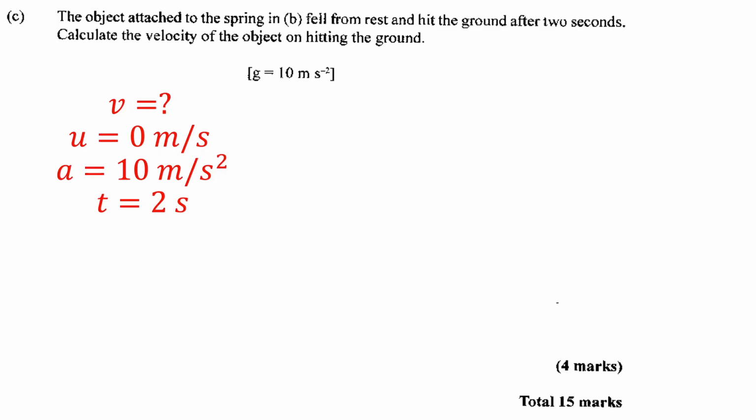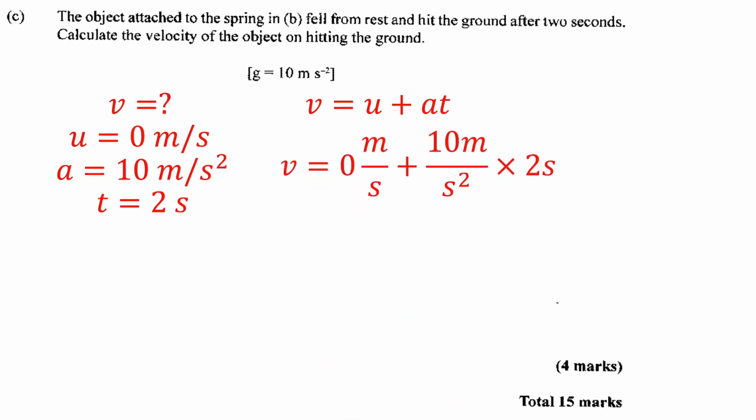So we have v that we want to find, and we know u, a, and t. So the equation of motion we should use is v equals u plus at. Substituting our values, we'll have v is equal to 0 plus 10 times 2. So here, the second squared and the second, one of them will cancel and we'll be left with meters per second. And 10 times 2 is 20, plus 0, of course, is just 20 still. So that's the answer. The final velocity v is 20 meters per second.